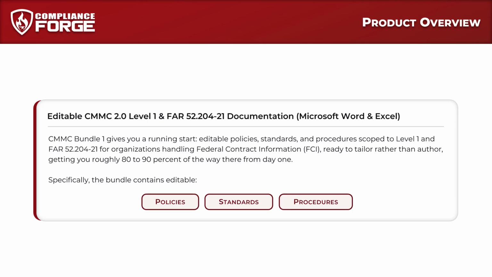It is scoped to Level 1 and FAR 52.204.21 for organizations handling federal contract information, or FCI. It is ready to tailor rather than author, getting you roughly 80 to 90% of the way there from day one. The bundle contains editable policies, standards, and procedures.